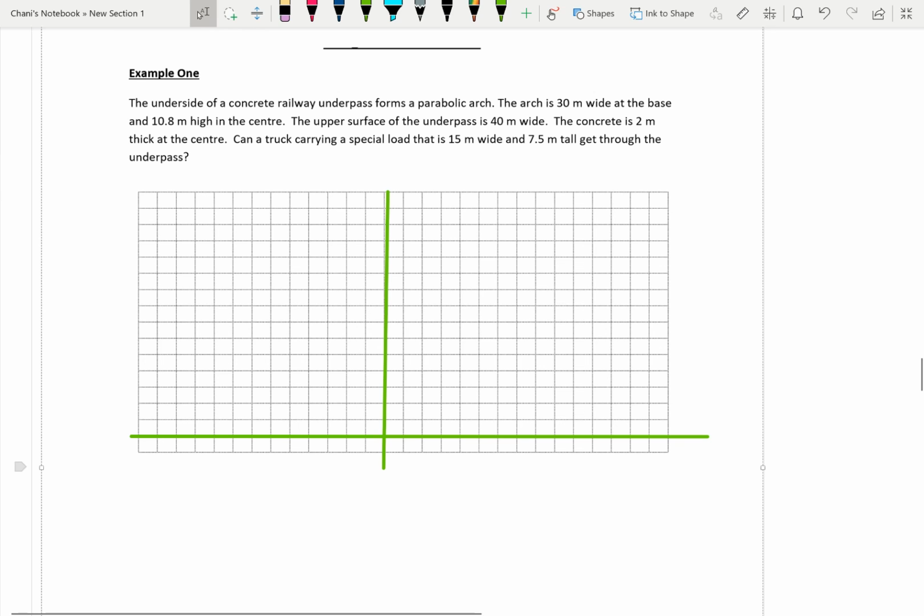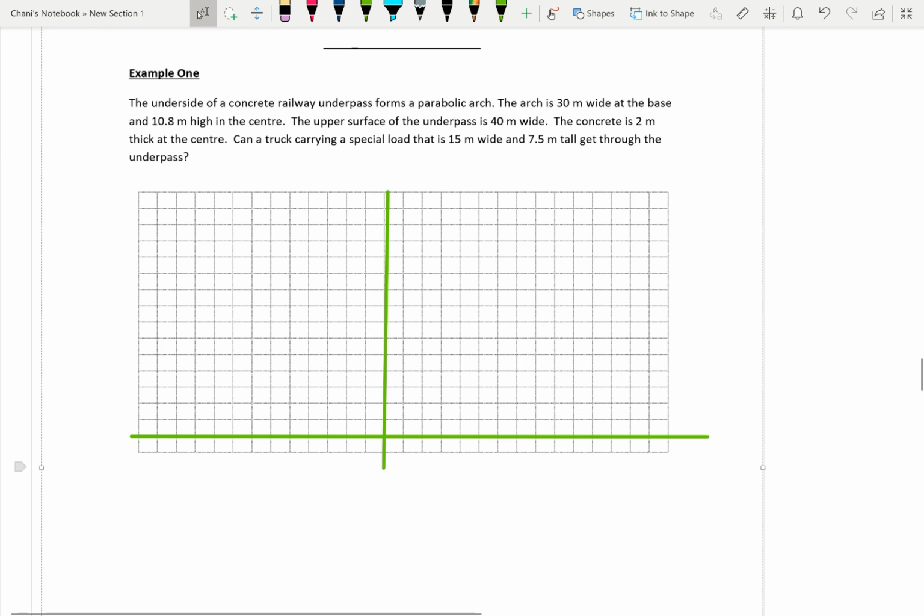So this first example is about the underside of a concrete railway pass, and it forms a parabolic arch. The arch is 30 meters wide at the base and 10.8 meters high in the center. The upper surface of the underpass is 40 meters wide. The concrete is 2 meters thick at the center. Can a truck carrying a special load that is 15 meters wide and 7.5 meters tall get through the underpass?